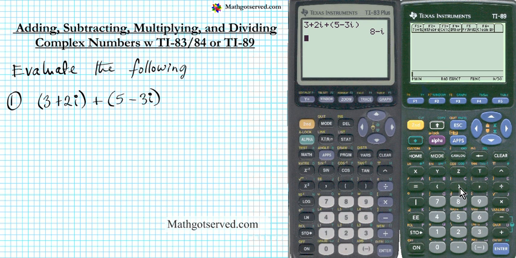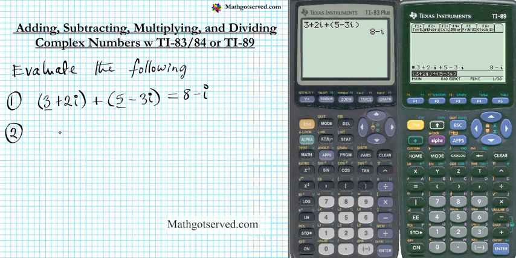Alright, in the TI89, same process. Let me use parentheses here so it looks nice. So parentheses 3 plus 2, second function catalog gives me the i option. Plus, open my parentheses, 5 minus 3, second function catalog gives me the i. Enter. 8 minus i is your final answer. So the answer to this question is basically 8 minus i. And you can work it out to see. You just go 3 plus 5 is 8, and then 2 minus 3 is negative i. So there goes the answer.